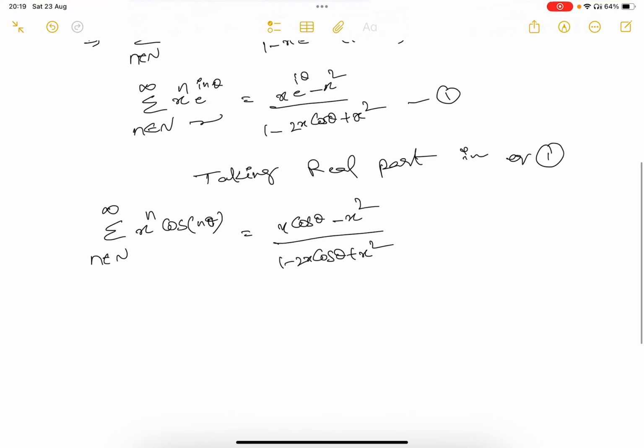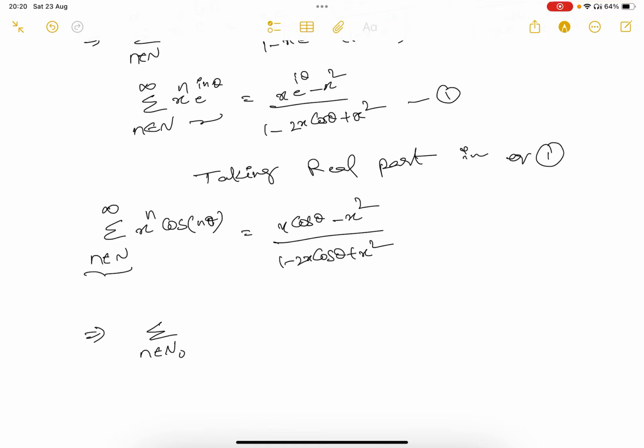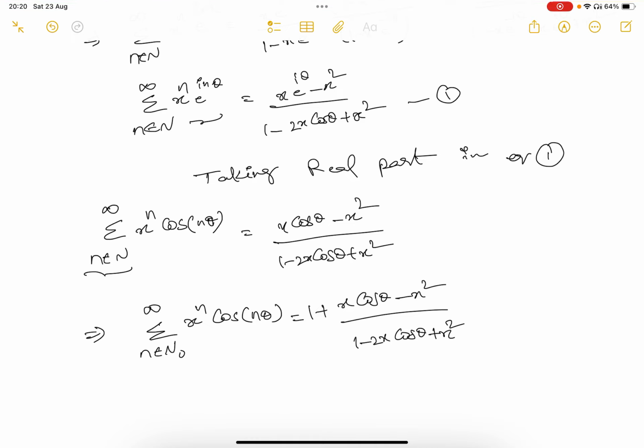plus x square. So our case is n naught. I mean, we need to include even 0, right? If n equal to 0, x power n into cos n theta will become 1. So if you include even the 0 case, n naught to infinity, x power n cos of n theta will be 1 plus x cos theta minus x square by 1 minus 2x cos theta plus x square.